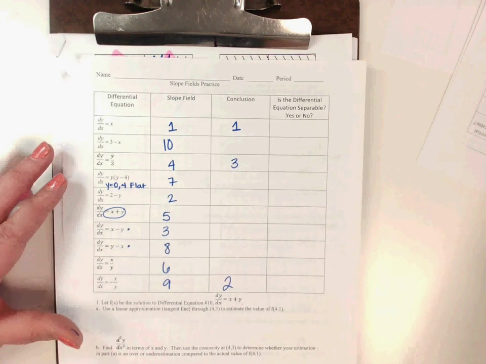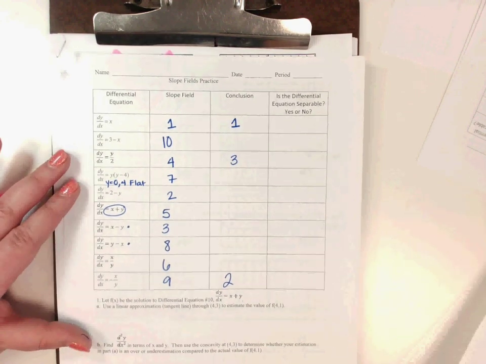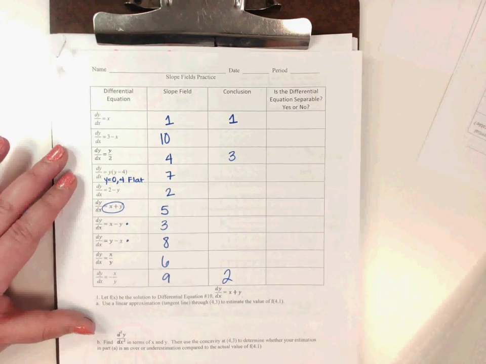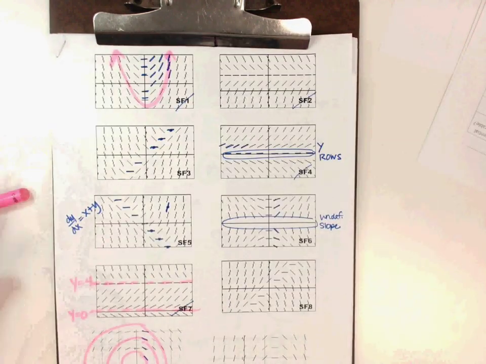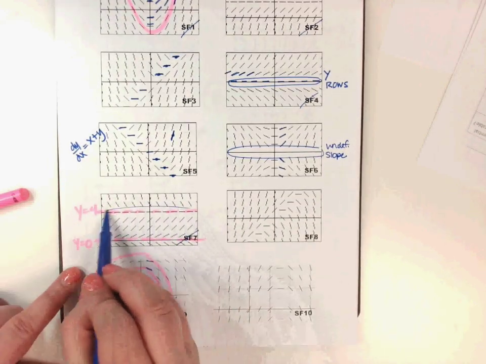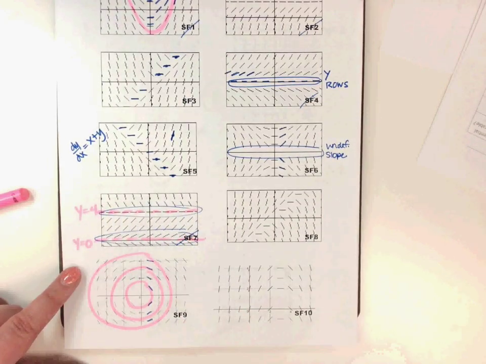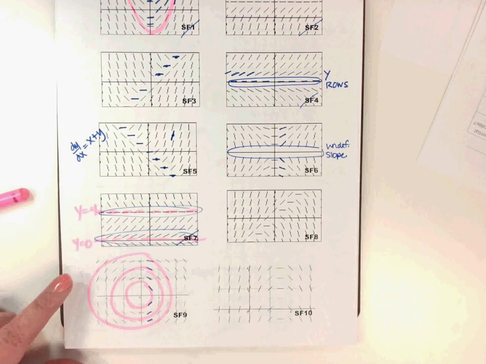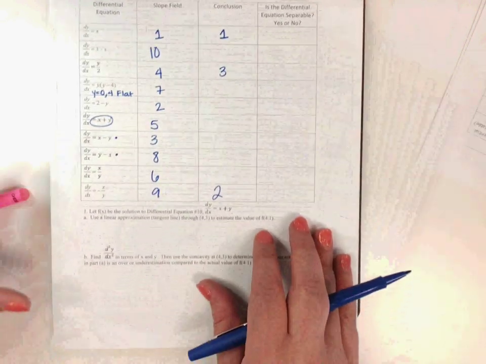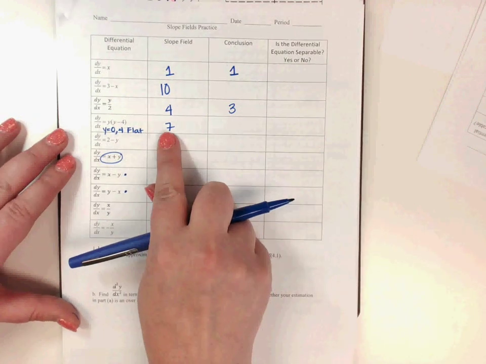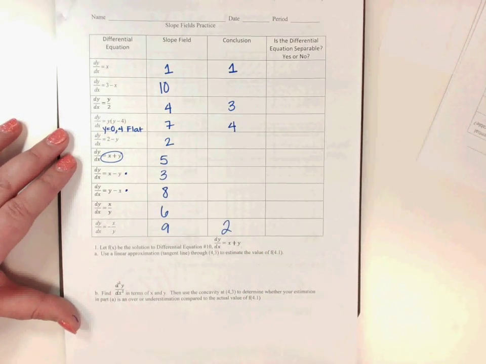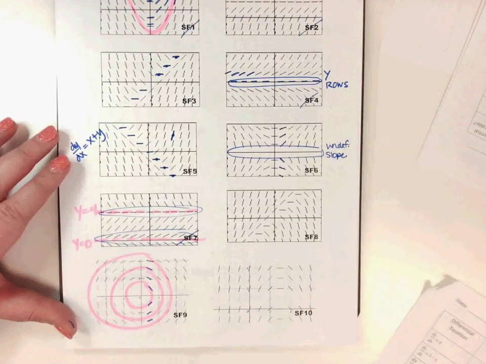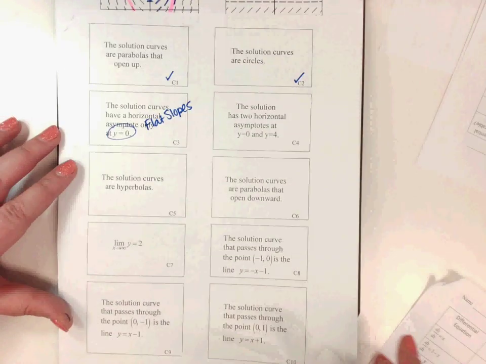Okay, next one, I want 2 horizontal slopes at 0 and also at 4. Which graph, okay, good, 7, has 2 horizontal slopes? So I'm going to write conclusion 4 next to slope field 7. Does that make sense? Okay, so here's slope field 7. Conclusion 4 went with that. Get it?